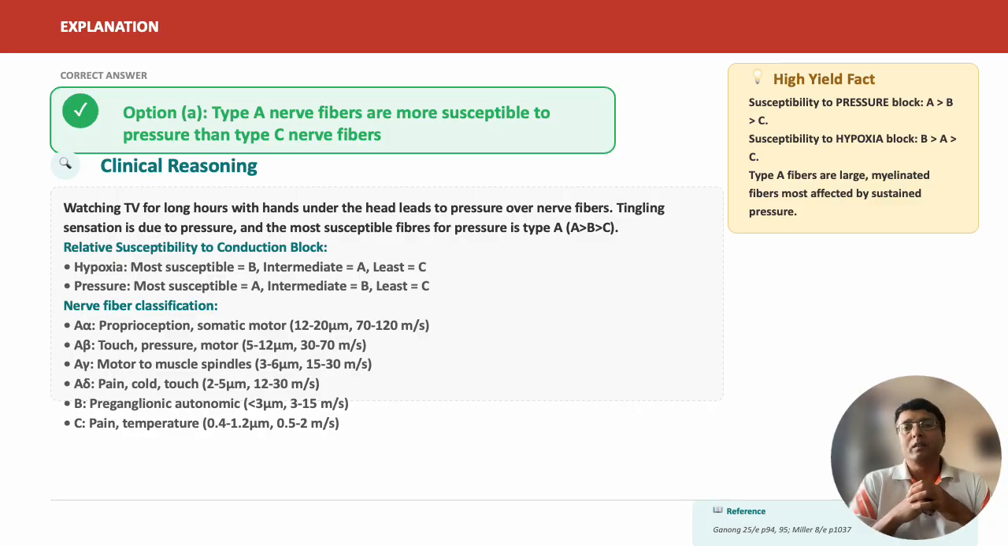And the C fiber has two parts, dorsal root and postganglionic sympathetic. This classification is on the basis of nerve diameter and conduction velocity. The greater the diameter of the nerve fiber, the greater the conduction velocity. This is the catch.